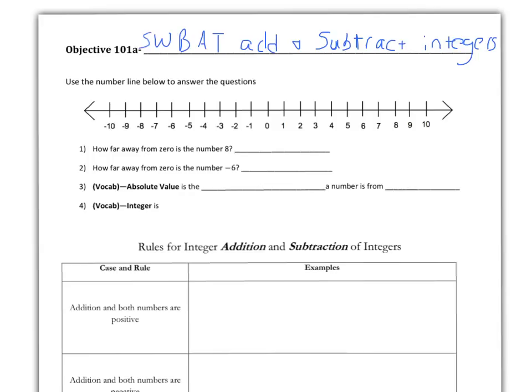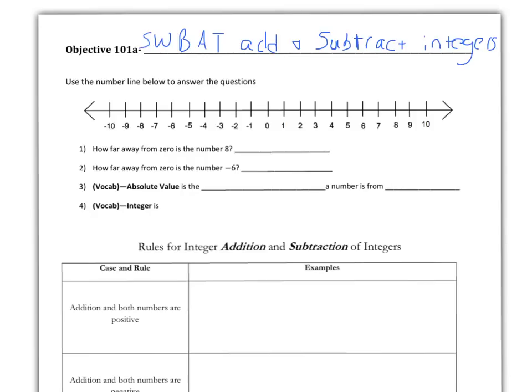Hello there, mathematicians. Today's objective is Objective 101A: students will be able to add and subtract integers. Go and get that objective in your notes. As always, if you're not done writing, hit pause and finish writing before you let me keep going. If you don't have the objective down, hit pause, get it down. If you do, let's keep moving.